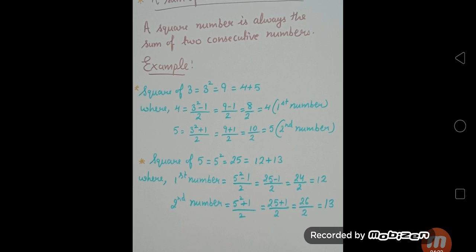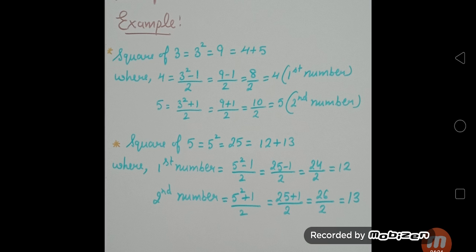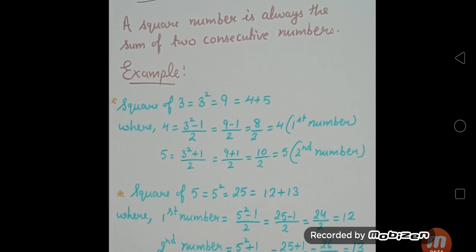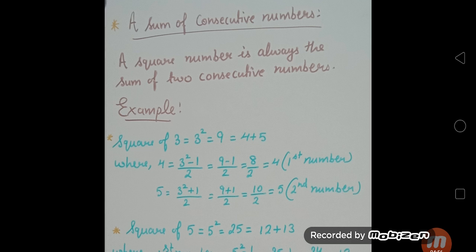Now next example, square of 5. Square of 5 is 25. That is the sum of two consecutive numbers 12 and 13. Where the first number is 5 square minus 1 upon 2, 25 minus 1 upon 2, 24 upon 2 is equal to 12. And the second number we will calculate in this way: 5 square plus 1 upon 2 is equal to 25 plus 1 upon 2. That will be equal to 26 upon 2, that is 13. So here we have seen that if a number is a square number, then it is always the sum of two consecutive numbers.